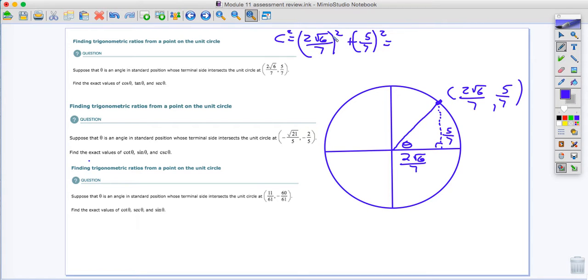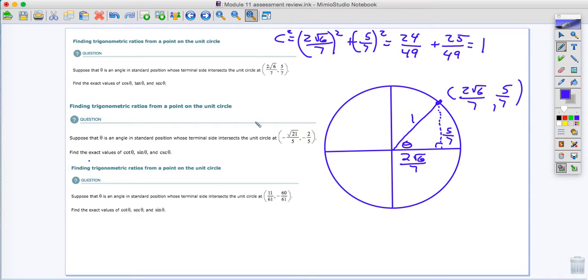2√6 squared is equal to 6 times 4, which is 24, because that's the square root of 6 times the square root of 6, which is 6, times 2 squared, which is 4, divided by 7 squared, which is 49. 5 squared is 25 over 7 squared, which is 49. And that gives us 25 plus 24, which is 49. So that gives us 49 over 49, which is 1. And the square root of 1 is 1.